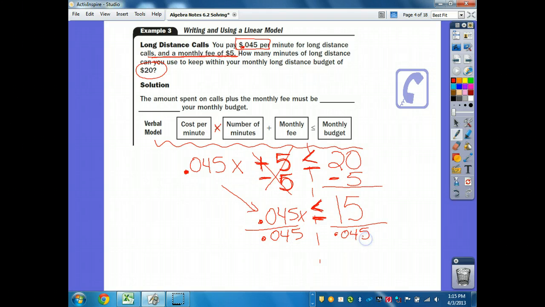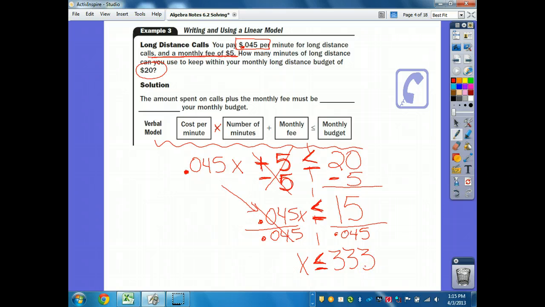Do I flip the sign? No. So x is less than or equal to what? 333. Round it to the nearest minute. 333 minutes.